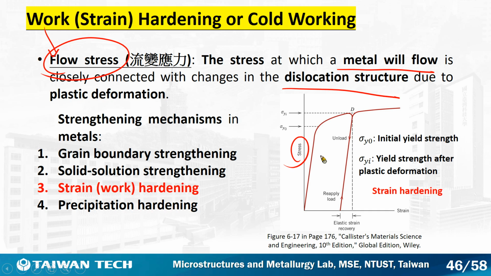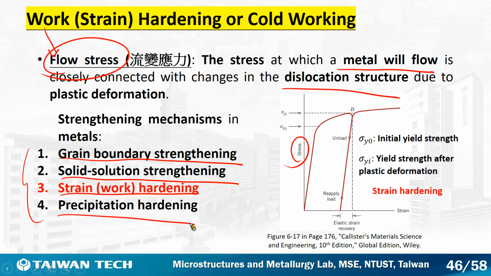And now let's talk about the strengthening mechanisms. Generally we have four: grain boundary strengthening, solid solution strengthening, strain hardening or work hardening, and precipitation hardening. And here, let's talk about strain hardening. I think we have talked about the right-hand figure before.